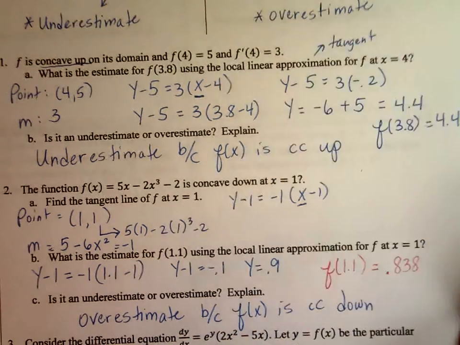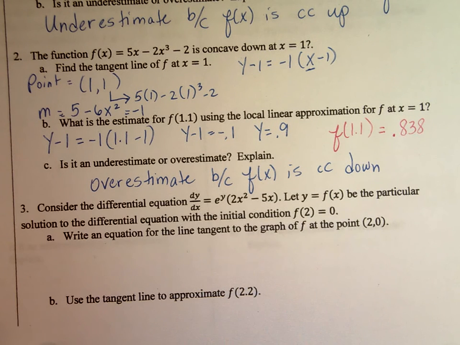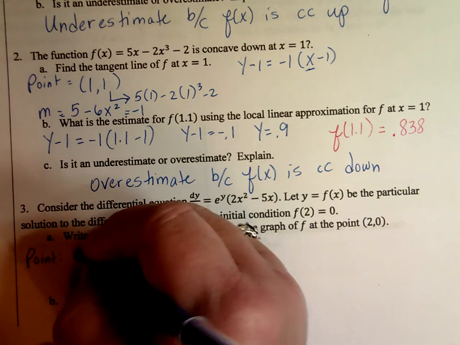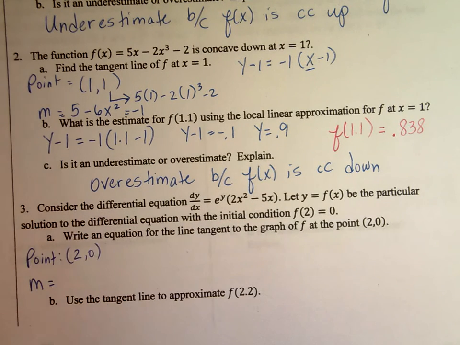All right, last one, number 3, last example that is. Consider the differential equation. You got it there. Let y equal f of x be a particular solution of the differential equation with the initial condition f of 2 equals 0. Write an equation for the line tangent to the graph of f at the point 2, 0. Well, they were nice to us. They gave us the point. The point is 2, 0. Thank you very much. So I only need to figure out what the slope is to come up with that tangent line.